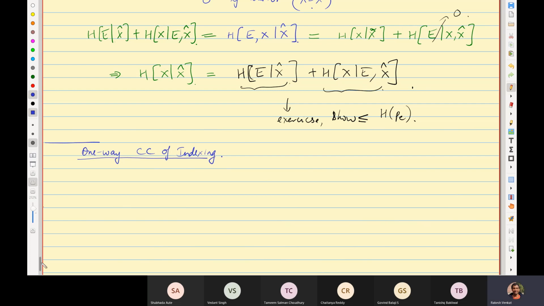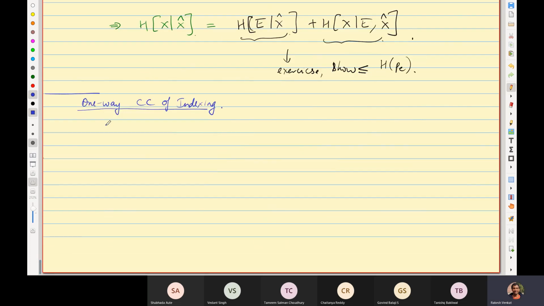So what is the one-way communication? What is the indexing problem? Alice is given a string X, which is a bit string. Bob is given an index I. And the aim is for Bob to find out what the ith bit of Alice's input is.